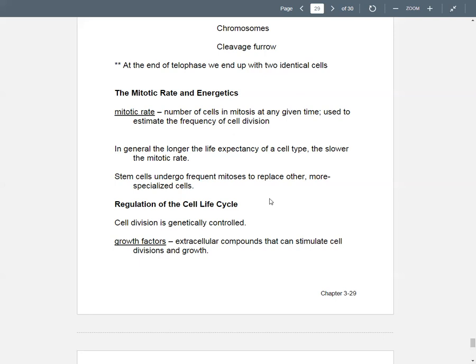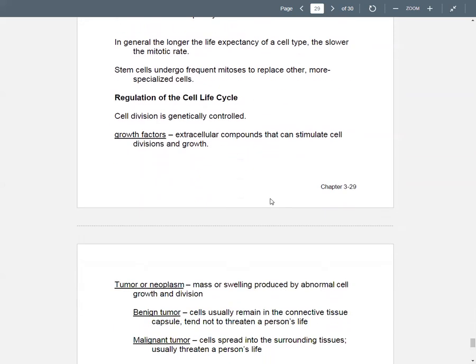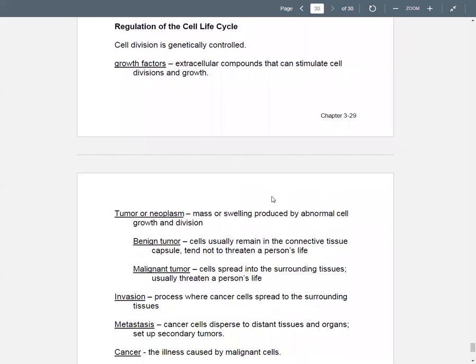All right, so how is the cell cycle regulated? Well, I'm glad you asked. So cell division, again, is controlled by your genetics. Can be controlled by growth factors. These are chemical compounds outside your cells. They're extracellular. They can stimulate cell division, also growth.